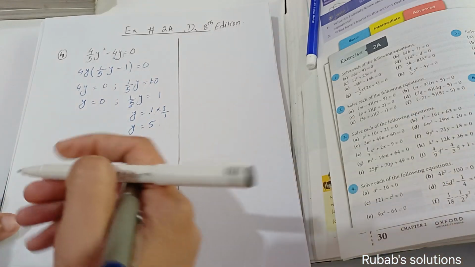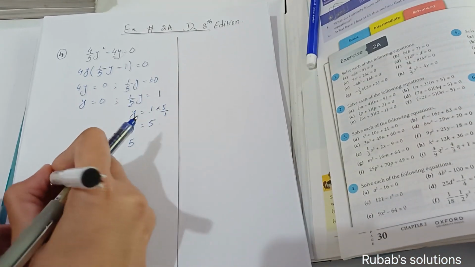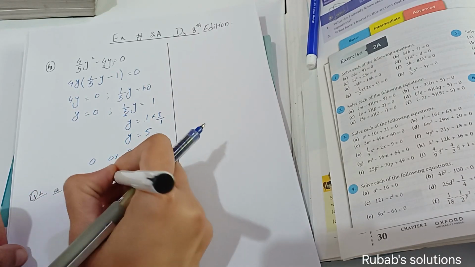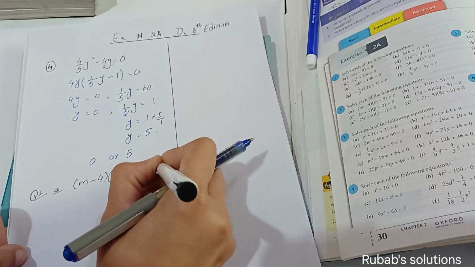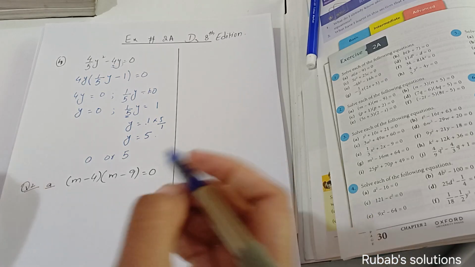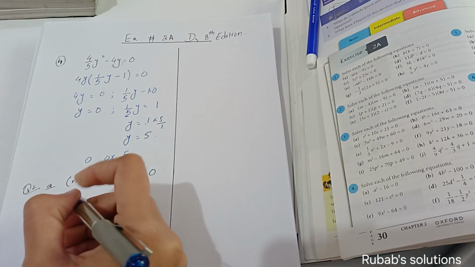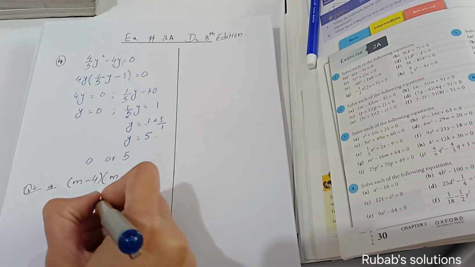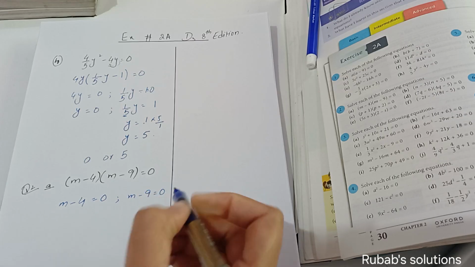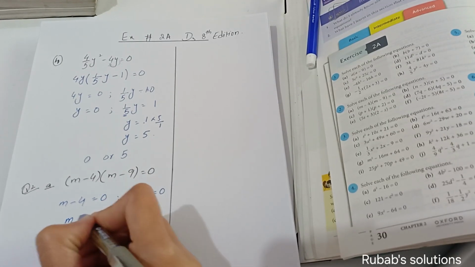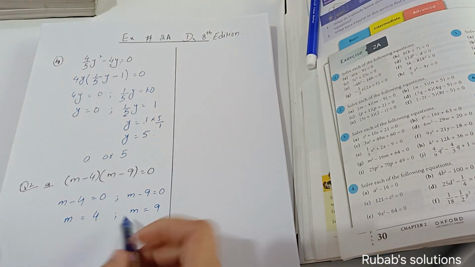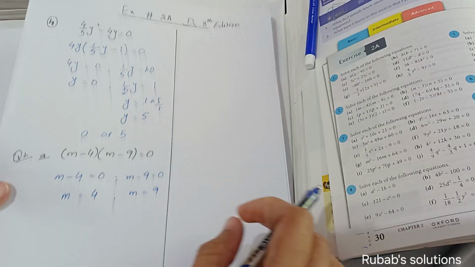Moving towards question number 2. Question number 2 is again the same thing, but you have to solve it with the brackets. M minus 4 and M minus 9 is equal to 0. Now can you see that over here we have single terms, while in this question number 2 we have brackets. So we will use again the zero product formula. Either M minus 4 is equal to 0 or M minus 9 is equal to 0 separately. So from here M is equal to plus 4 and M is equal to 9. You can use either a line in between them, or you can use commas.